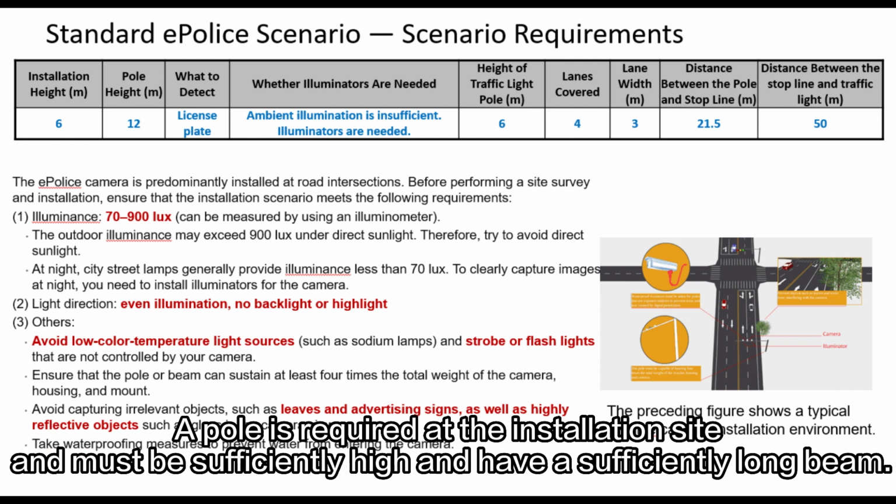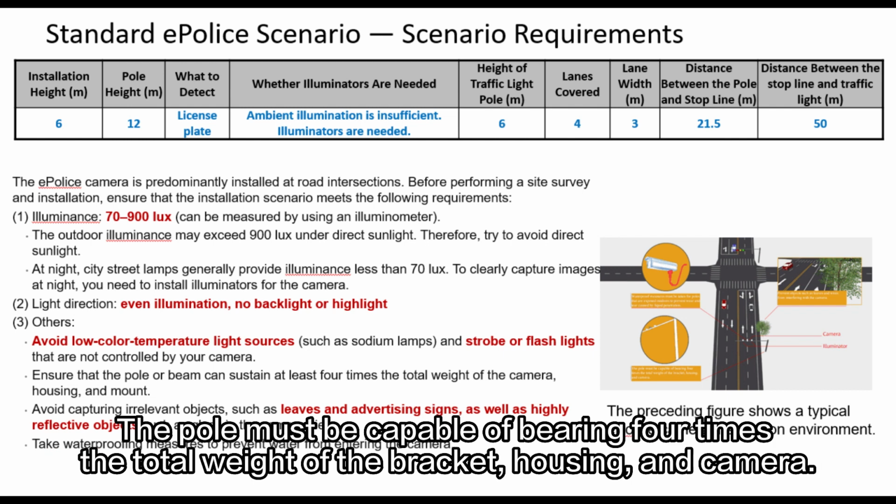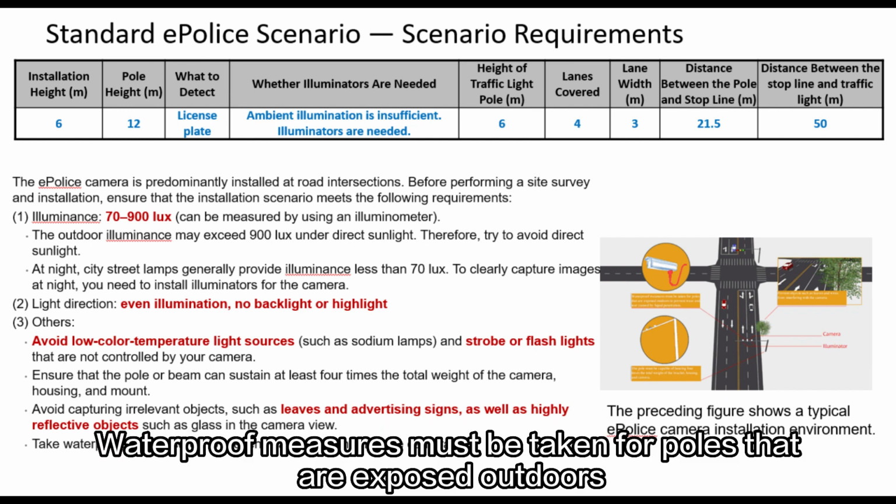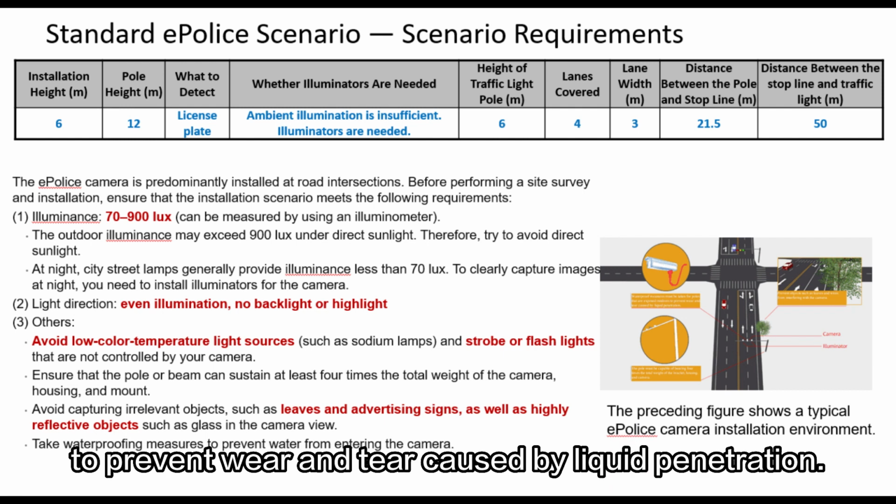A pole is required at the installation site and must be sufficiently high and have a sufficiently long beam. The pole must be capable of bearing 4 times the total weight of the bracket, housing, and camera. Waterproof measures must be taken for poles that are exposed outdoors to prevent wear and tear caused by liquid penetration.